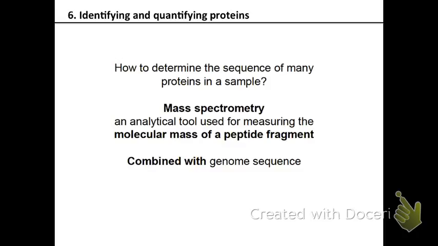The technique that researchers use to identify and quantify proteins is called mass spectrometry. It is basically an analytical tool used for measuring the molecular mass of a peptide fragment. And combined with the genome sequence, it gives you information about the proteome. So now let's go into a little bit more detail.